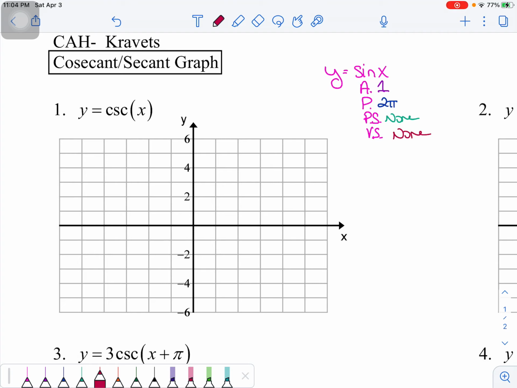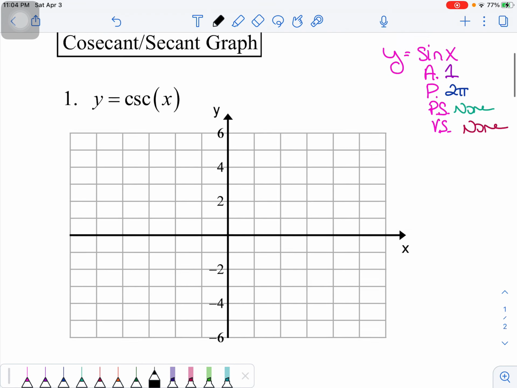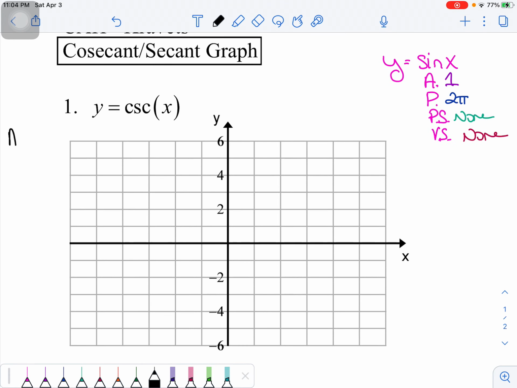Now, how does that relate to cosecant? So cosecant, I'm going to put these notes off to the left. So amplitude, period, phase shift, and vertical shift. Out of everything we've written down, 3 of them are identical. The period is 2 pi, the phase shift is none, vertical shift is none. Now, this is where it becomes a little weird.